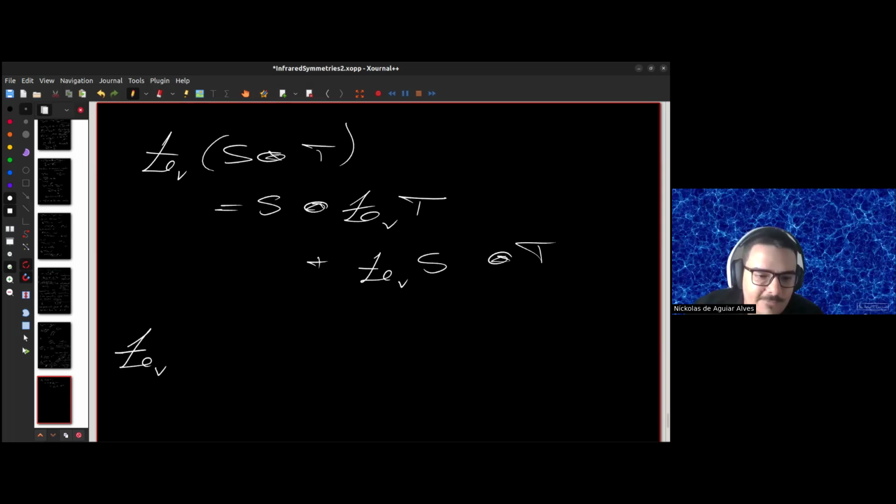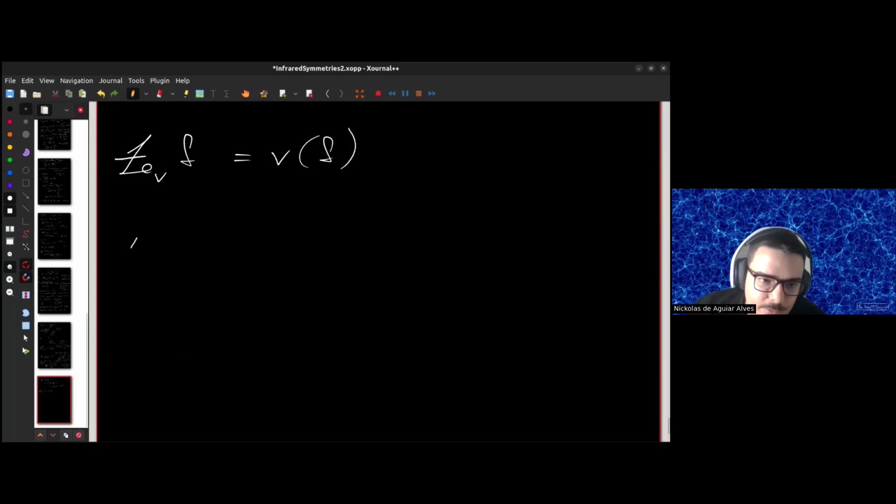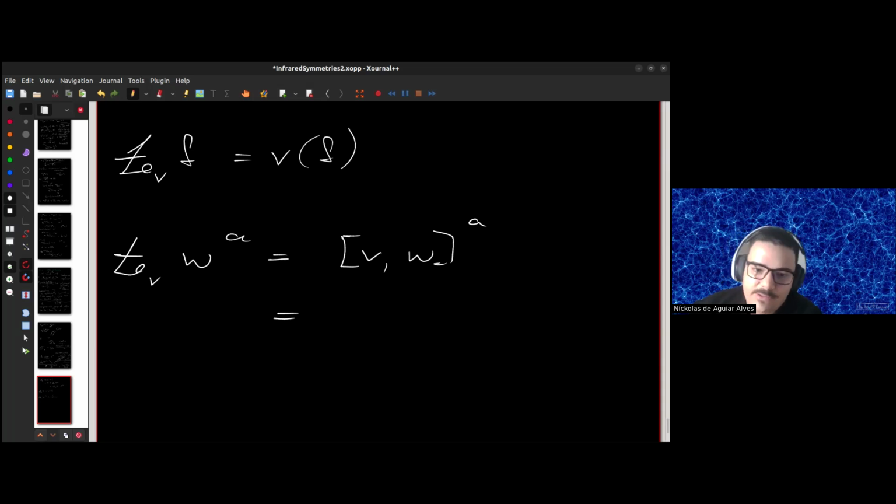For example, if you have a function f, this is just given by the function evaluated at the vector. So recall that the vector is a derivative. So if you have a function, the Lie derivative just acts like the vector. Things get a bit more complicated when you start dealing with other tensors. So for example, the Lie derivative of a vector W is actually given by what we call the commutator of V and W. This thing here can be written in terms of the covariant derivative.